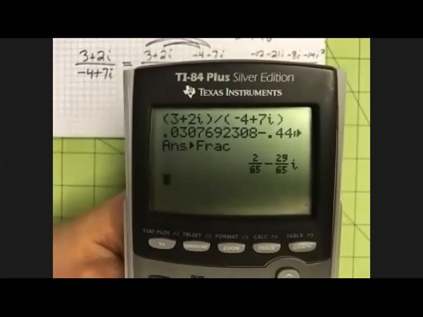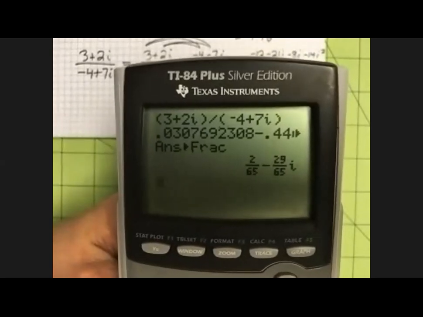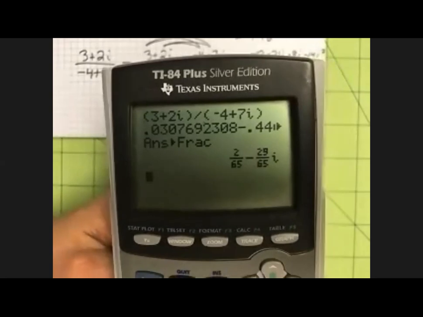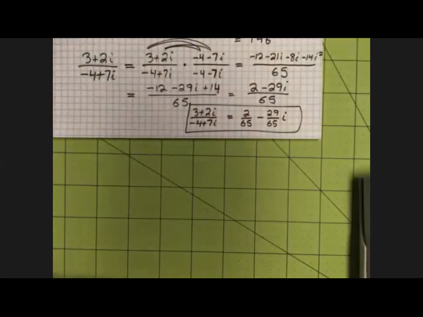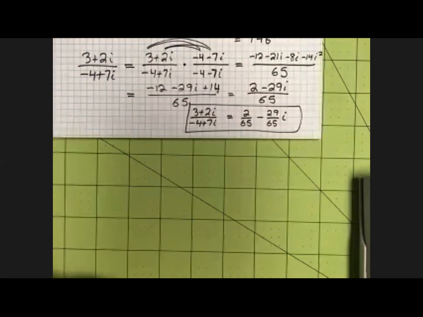minus 29/65. And then it's scary. Then you say, oh no, everybody's lined up against me. Even the calculator does this. What am I supposed to do?